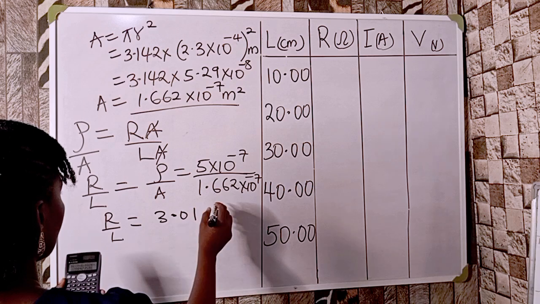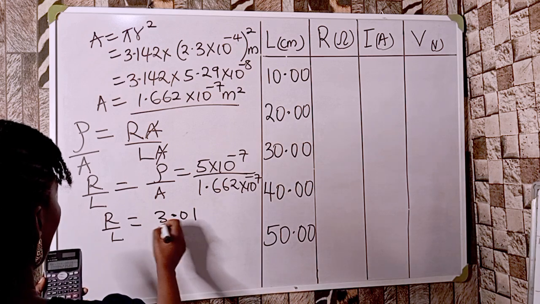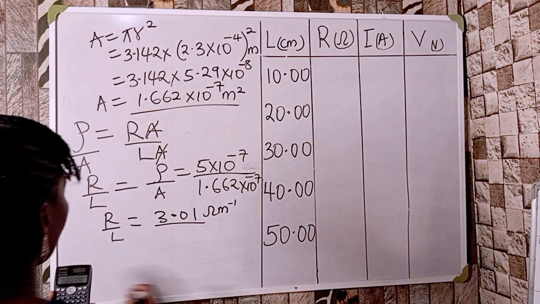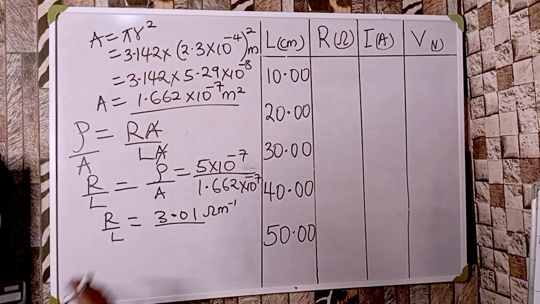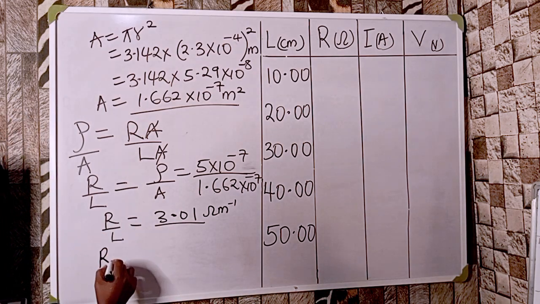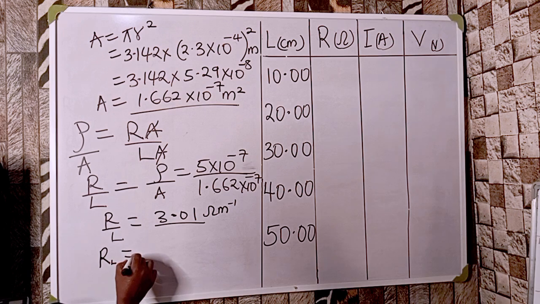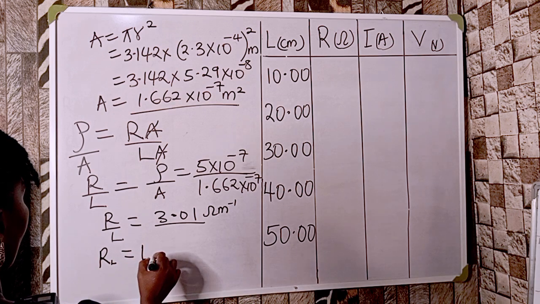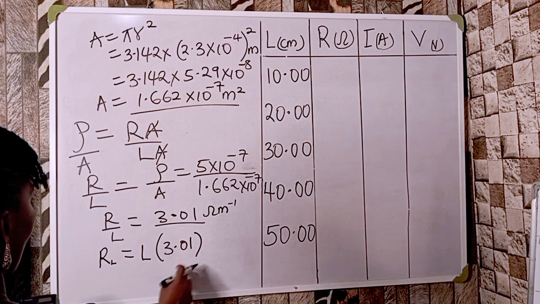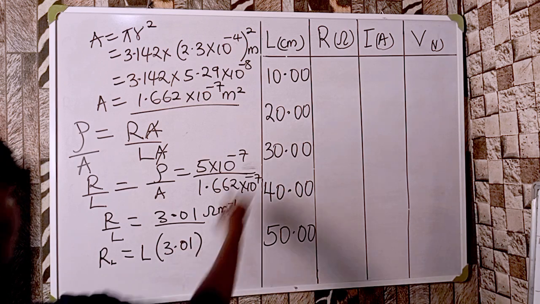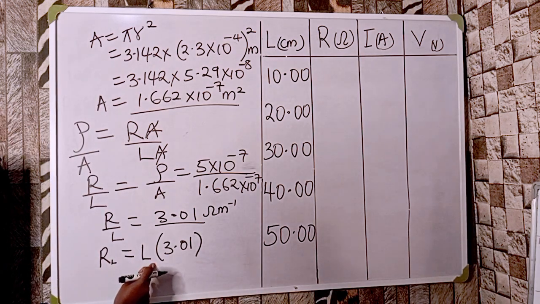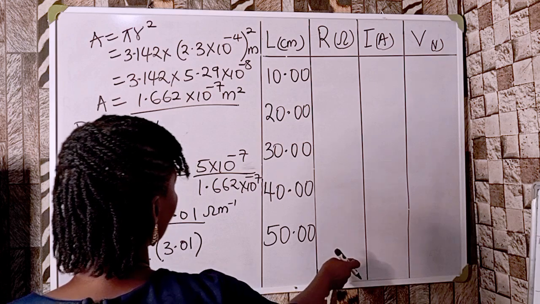3.01 ohm per meter. So now, if I want to get the values of my resistance, I will call this resistance R is equals to L bracket 3.01. Now guys, I have different values of L in centimeters. If I substitute it in here, I will get my unknown resistance, which is R.